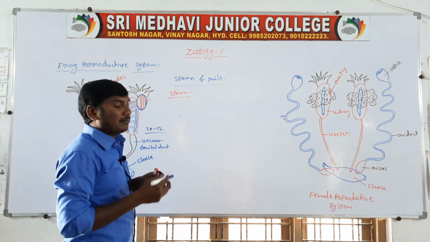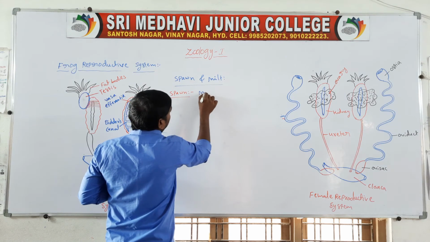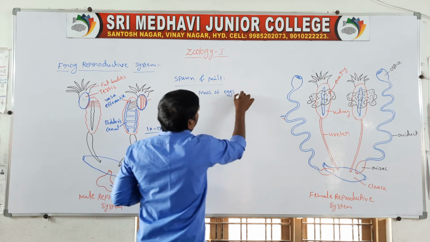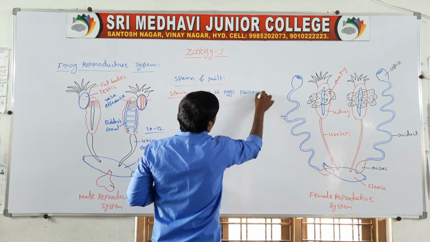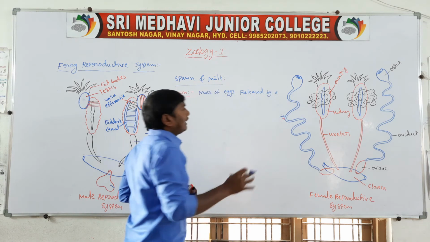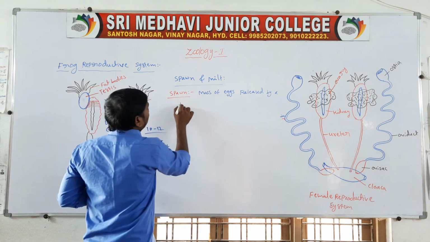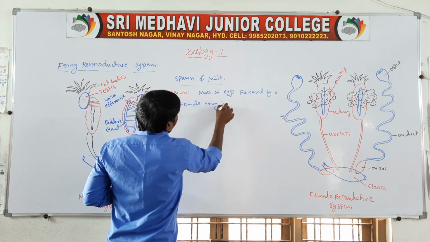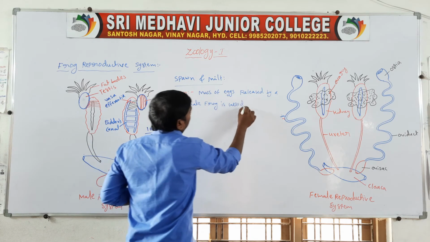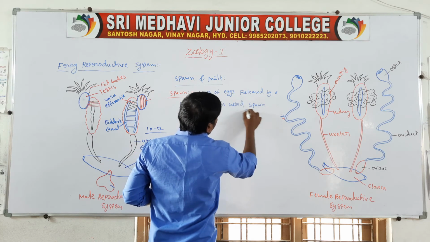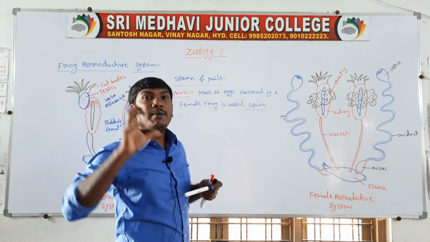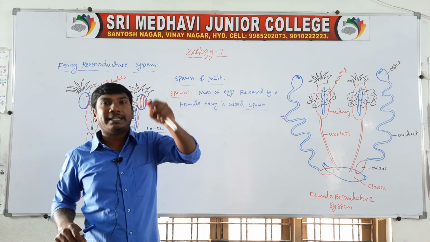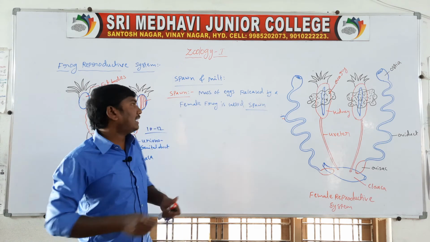The mass of eggs released by a female frog is called spawn. So the mass of eggs released by the female frog is called as spawn.